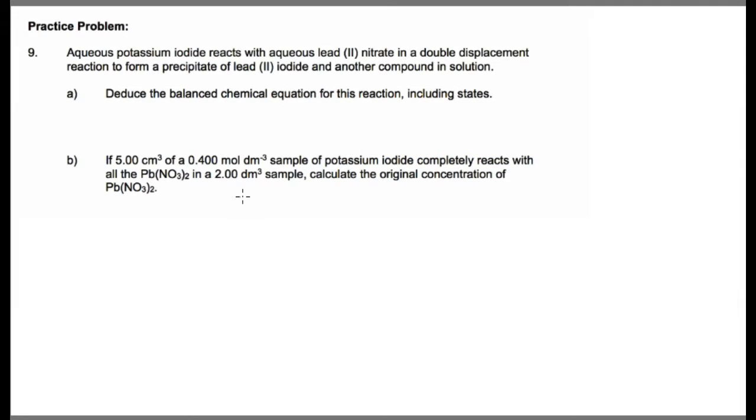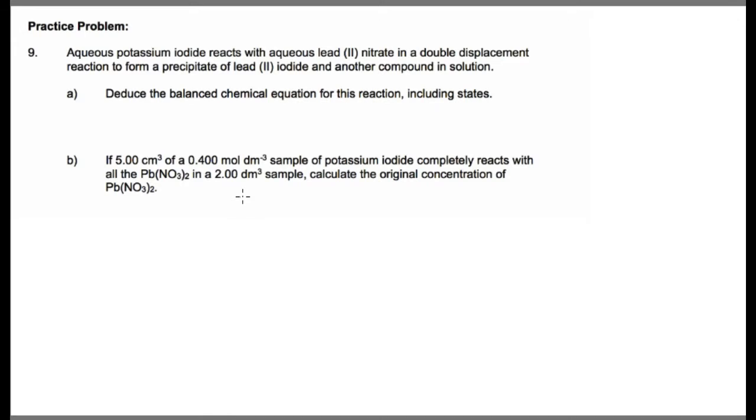Stoich 8, practice problem 9. There's two parts. First part, it wants us to write the balanced chemical equation for the reaction. The second part, it's giving us a volume of a particular solution of potassium iodide. It gives us its concentration, and it reacts with lead nitrate. It's a 2 decimeter cubed of lead nitrate, and we want to calculate the original concentration of lead nitrate.